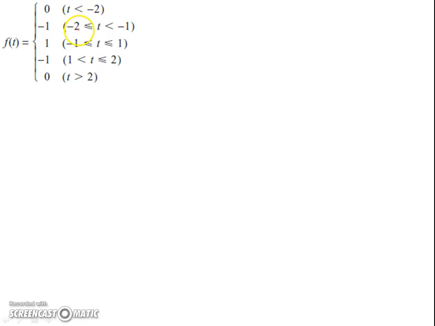For question 2, we will also have a piecewise function. For the boundary t less than -2, f(t) will be 0. From -2 to -1, f(t) will equal -1. From -1 to 1, f(t) equals 1. From 1 to 2, f(t) will equal -1, and from 2 onwards, f(t) will be 0.